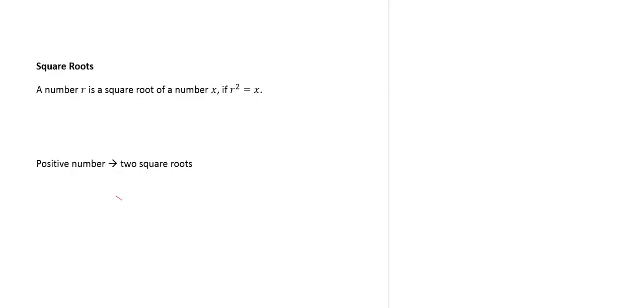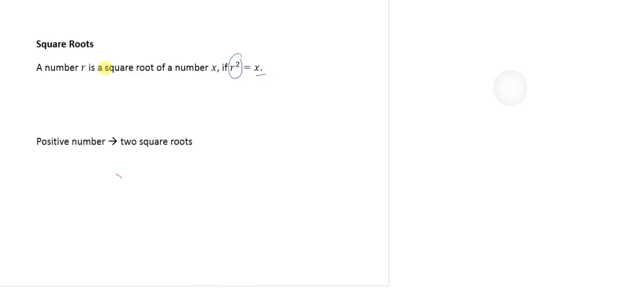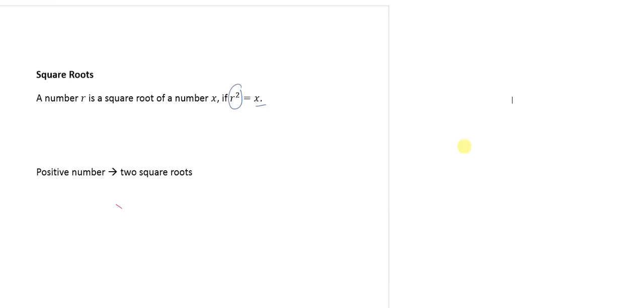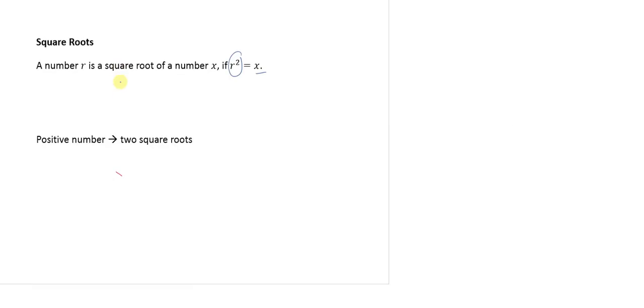So let's look a little bit more closely at square roots. A number r is a square root of a number x if r squared equals x. So what this is saying is, if we can find a value that, when squared, is equal to x, then that r value is a square root of the number x. Again, examples will make this much easier to see.